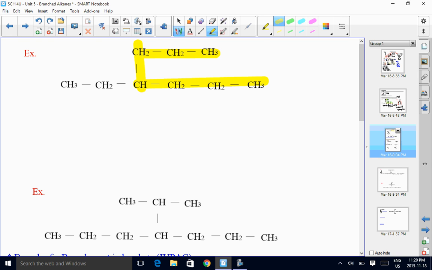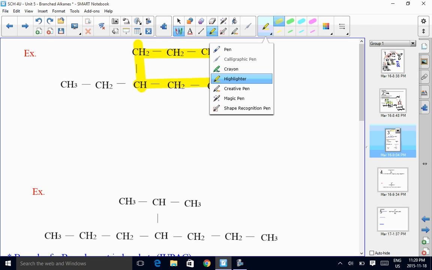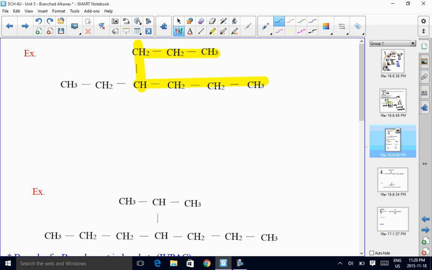So if I were to number it, remember you have to number it giving it the lowest numbers possible. So I'd have to go 1, 2, 3, 4, 5, 6, 7. Oh, so it does actually work this way. It doesn't matter how you number it, left to right or right to left, because you get the branch on the 4 carbon. So it's 4 dash ethyl heptane.